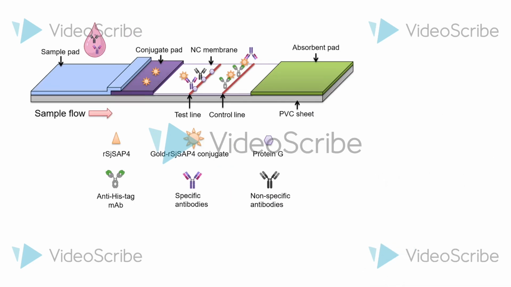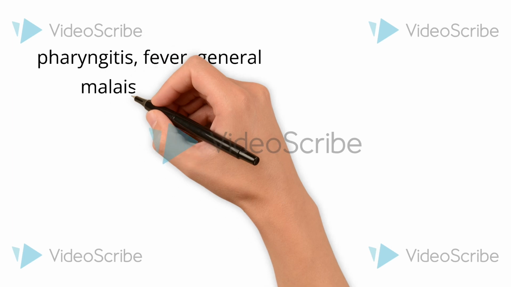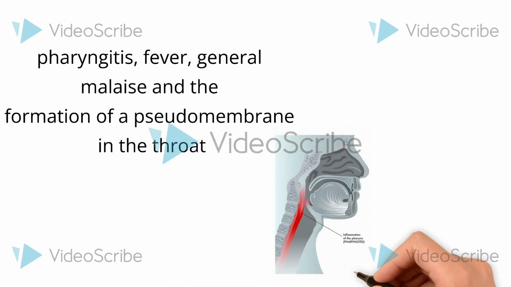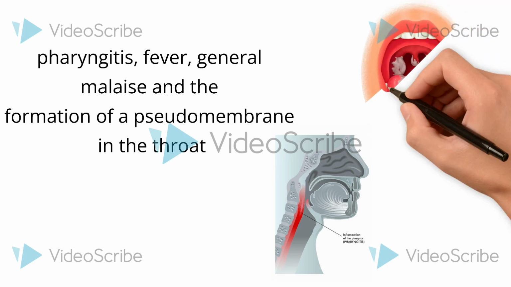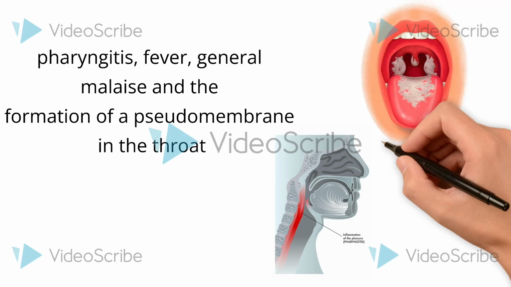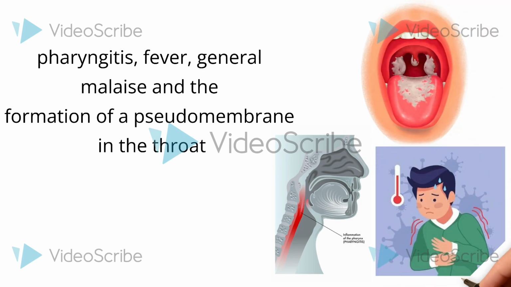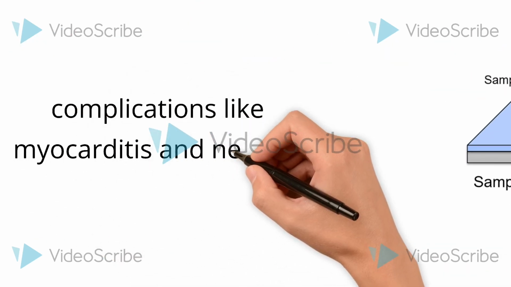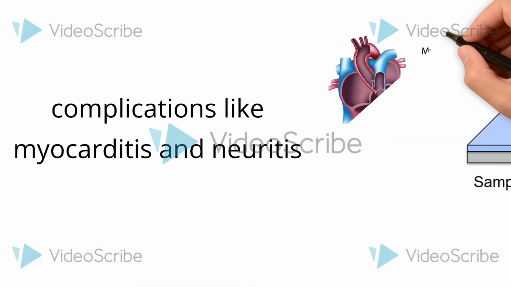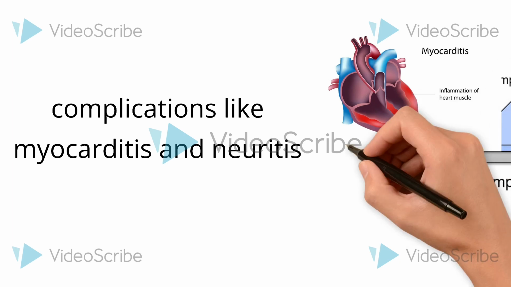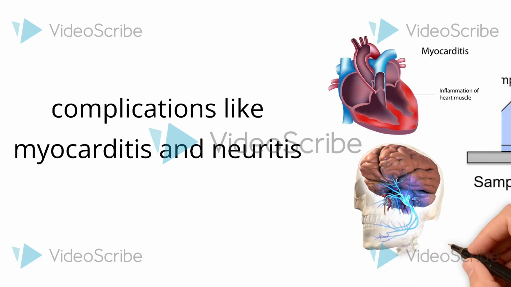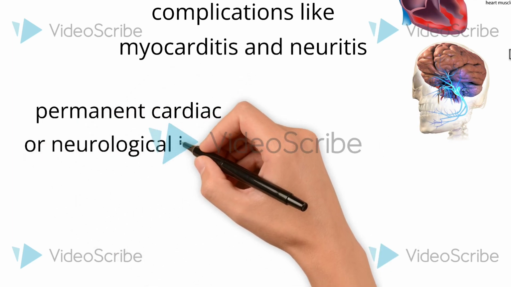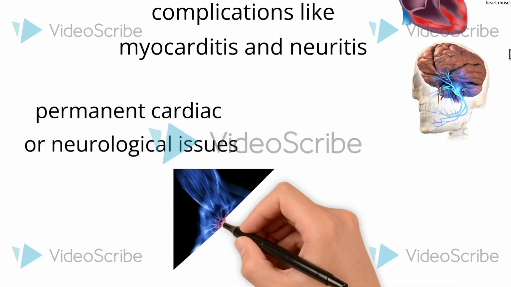The clinical stage is marked by pharyngitis, fever, general malaise, and most notably, the formation of a pseudomembrane in the throat. Diphtheria can lead to severe complications like myocarditis, which is inflammation of the heart muscle, and neuritis, which is inflammation of the nerves. The diphtheria toxin can cause lasting damage, leading to permanent cardiac or neurological issues.